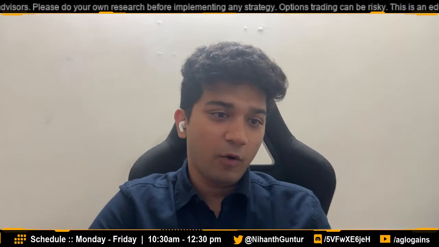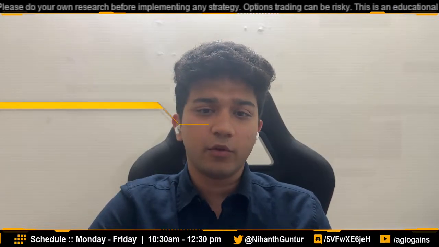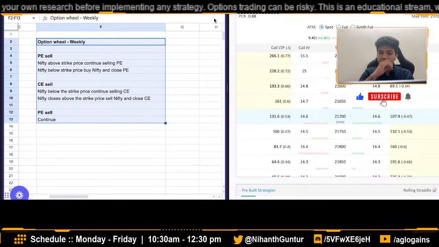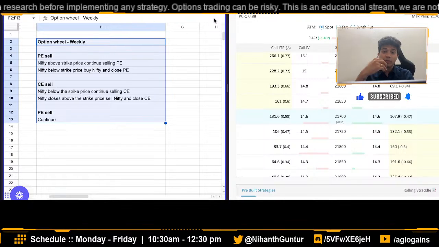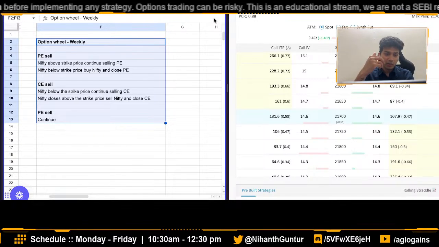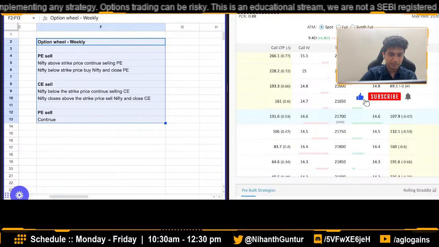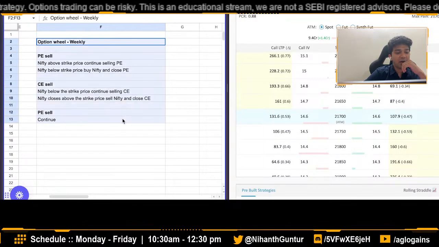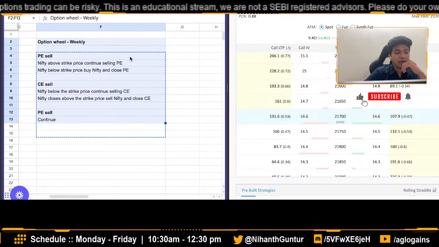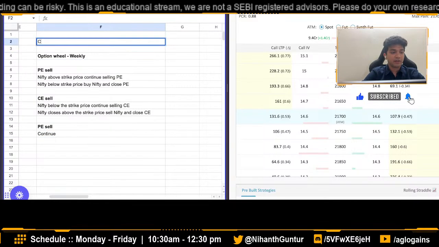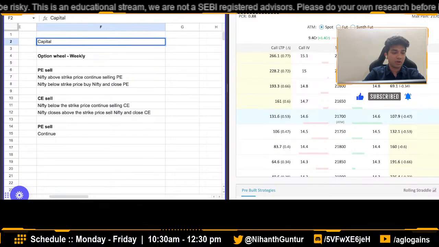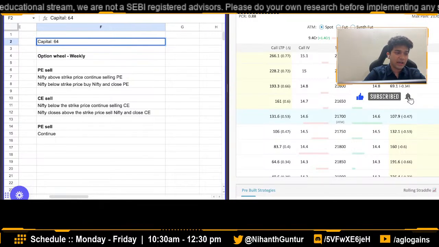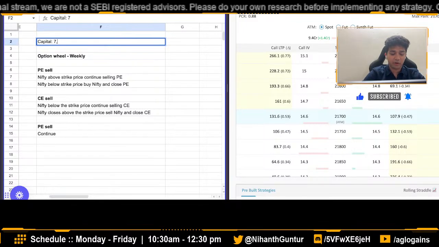But today, the primary focus I want to do is on an option wheel strategy that we are going to implement on a weekly basis. Now, this is a pretty common strategy. The idea behind this strategy is that you have some amount of capital within your account. For example, the capital needed for this strategy would be around 6,40,000, and another 1 lakh to sell the option. So maybe 7,40,000 is the capital that you would need for this strategy.